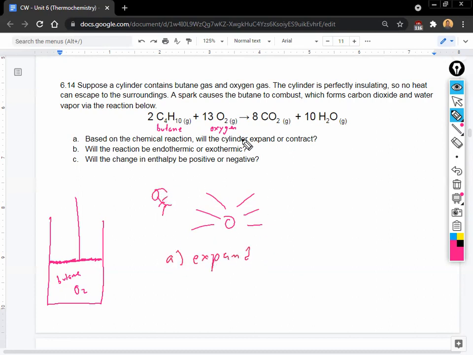Okay, that's what combust means. Combust means burn, blow up, something like that. So it's going to expand. So if it's expanding, is it going to be endo or exo? Yeah, it's going to be exo. The system is going to be exo. And then the enthalpy change, is the delta H going to be positive or negative? Yeah, positive.